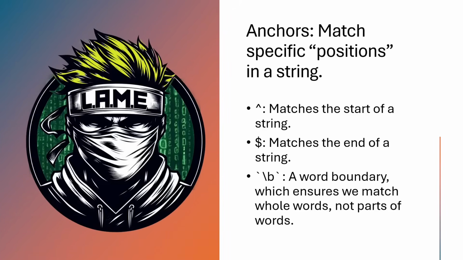Let's jump in. So, what are anchors and boundaries? Anchors let us match specific positions in a string, not just characters. The main ones are: caret matches the start of a string, $ matches the end of a string, and \b is a word boundary, which matches whole words, not parts of them. For example, ^\d matches a digit at the start of a string, perfect for something like a numbered list, while \bcat\b matches the word cat but not category. These give us pinpoint control over our patterns. Let's see them in action on Regex101.